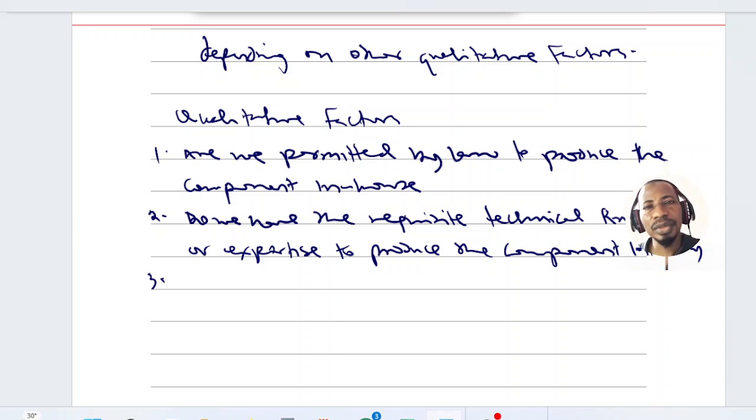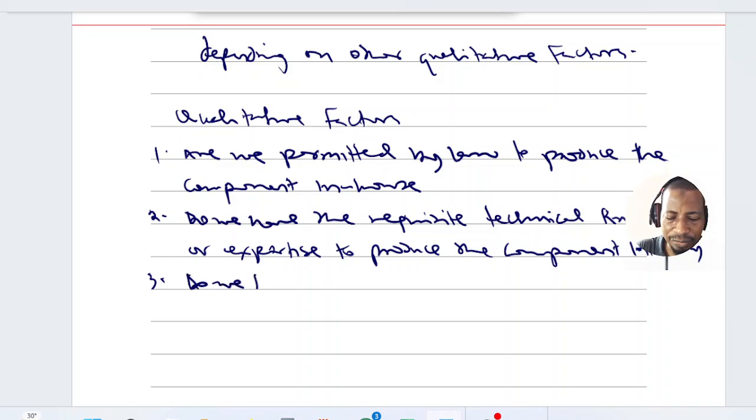Number three, even though you may have the expertise, you can't do it all. Expertise is not common; only a few people will have the technical know-how. But when you want to produce, you are going to need labor, you are going to need manpower. Therefore, do we have sufficient manpower to produce the component internally? You need to ask yourself that question.